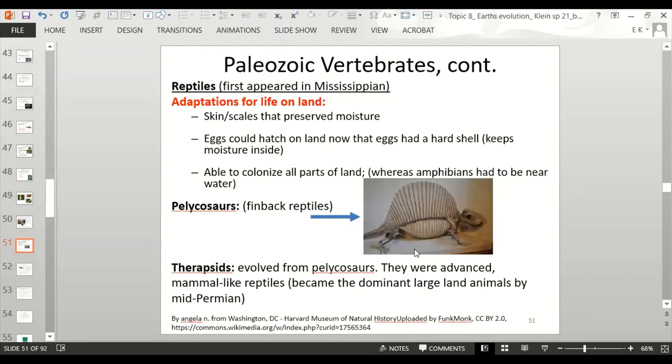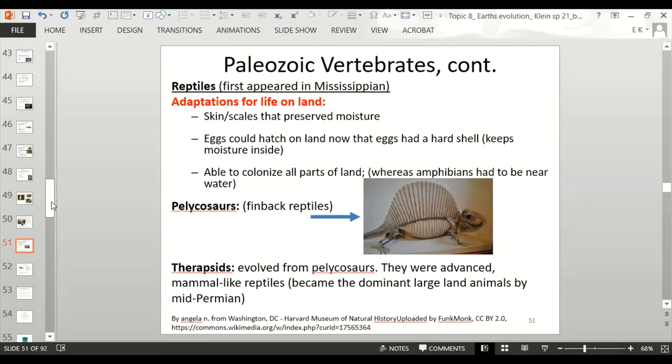So then what about reptiles? Reptiles first appeared in the Mississippian. That was during the Carboniferous. And reptiles are better adapted for life on land as compared to amphibians, let's say, because they had scales, or the way that their skin is, it's able to hold in moisture in their bodies. So once you have that, animals no longer need to live next to water or in water. You can live away from water because the skin is able to hold in the moisture.